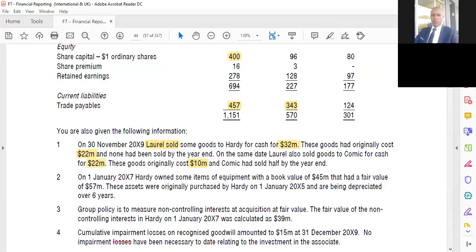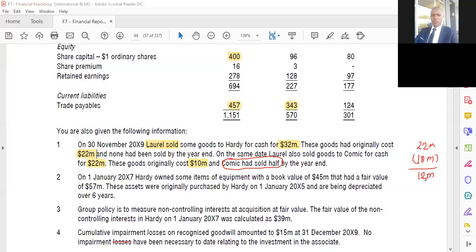So what do we do here? We know the selling price was 22, the parent sold, but the initial price was 10 million. So the parent made a profit of 12 million. Now see, we've been told the associate had sold half by the end. Meaning that from this profit of 12 million, half was sold to someone, half has been realized.